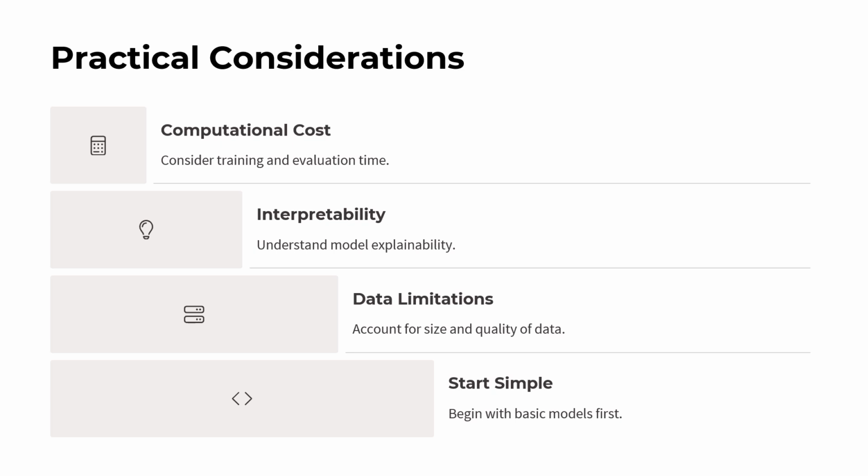Third is data limitations. Every model depends on data. If the data is limited in quantity or quality, it will affect performance. So always check if your data is reliable and complete enough for your use case. Fourth, start simple. It's a good idea to begin with simple models first, like linear regression or decision trees. They are easier to train, interpret, and debug, and sometimes they perform just as well as complex models.